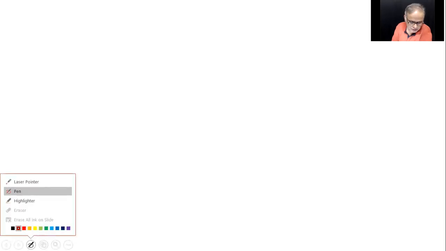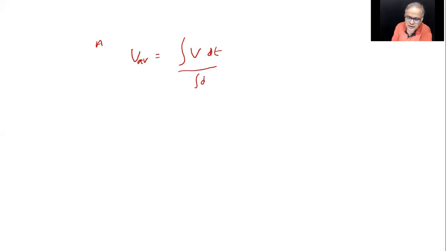Okay, Sai Ganesh, tell me how do I go about it? V average is equal to. This is average speed. If I'm not putting this one and this one, you should remember it is speed only. Velocity and speed are different. So V average equals integral of V instantaneous dt by integral of dt.